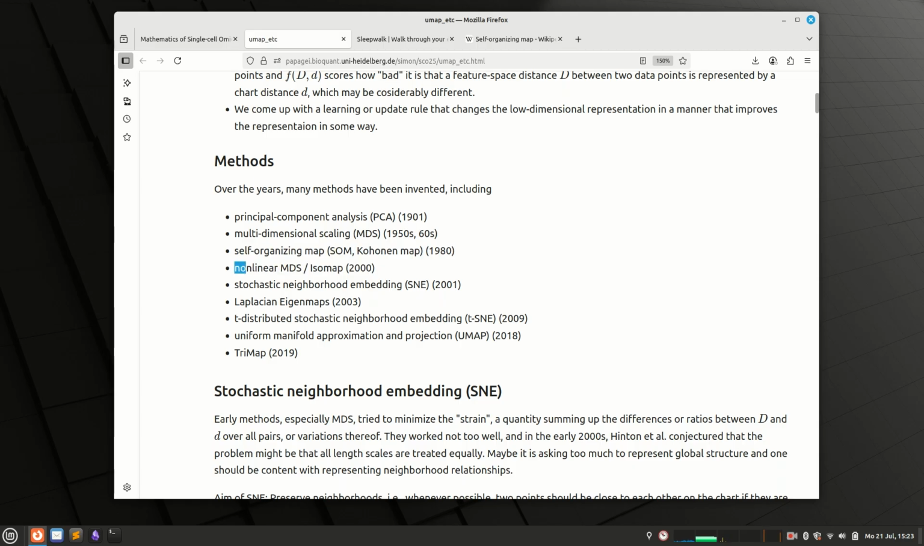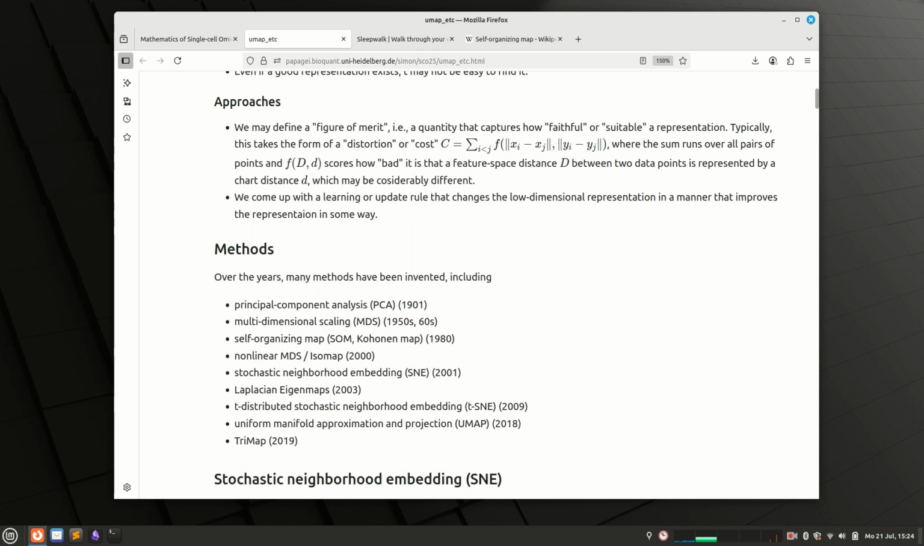Here they try to do nonlinear MDS. I think that's the same as what I've just mentioned about trying to make this monotonic F function. And then they came to a new idea called stochastic neighborhood embedding, or SNE, which I will explain in more detail in a moment, and its improved variant, the T-distributed SNE.